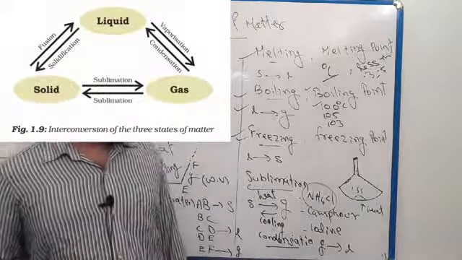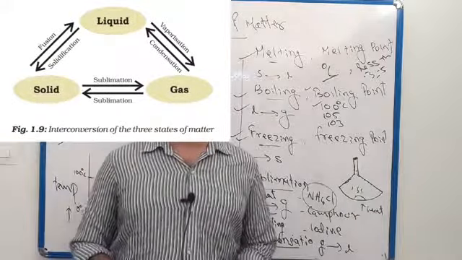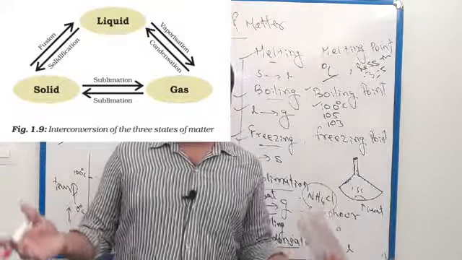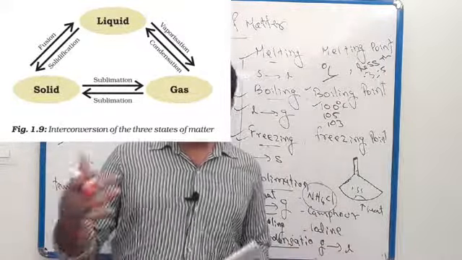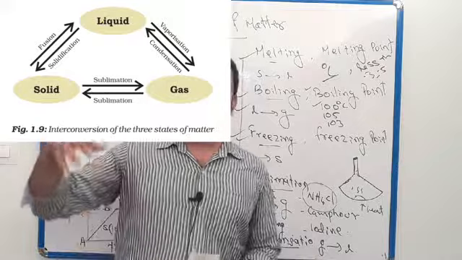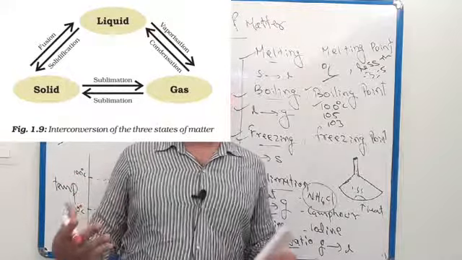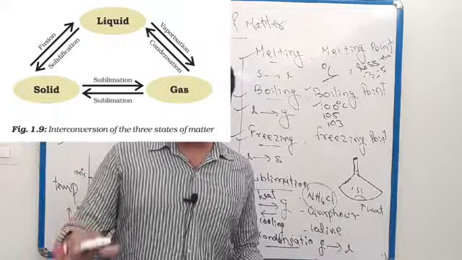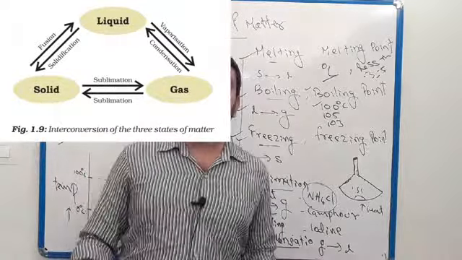Gaseous state change to liquid state. This process is called condensation. For example, water vapor, after cooling, will change to water. You know from the atmosphere we get rain. The gas, after condensation, changes back to water and comes down as rain.